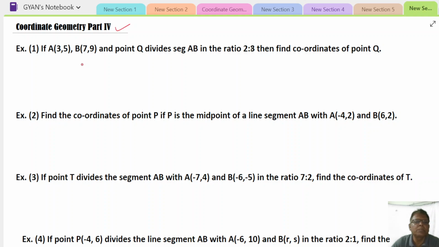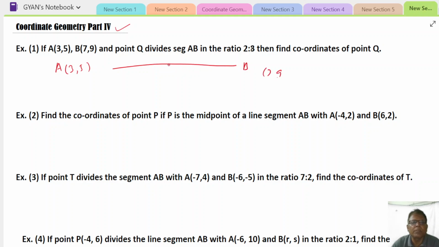Here we'll be solving some questions based on the section formula, and also we'll try to find the coordinates of the centroid, orthocenter, circumcenter, etc. So the first question: A is (3, 5) and B is (7, 9).